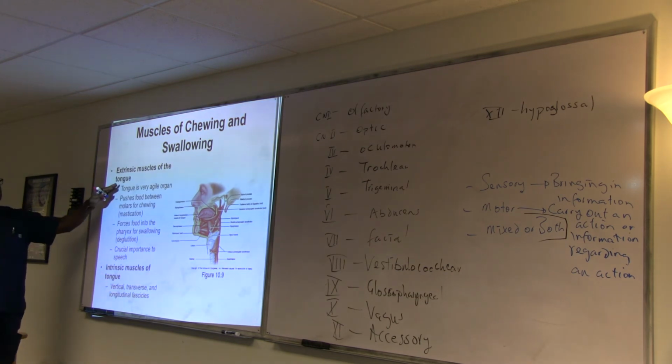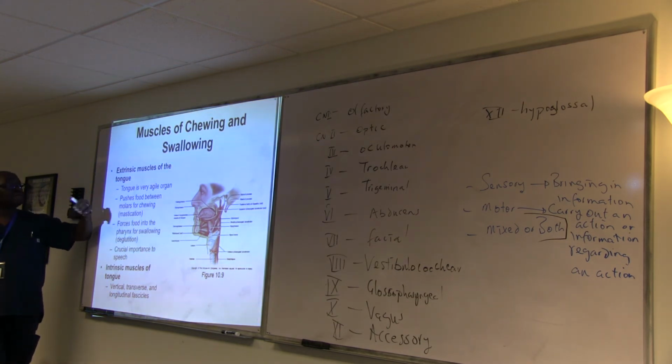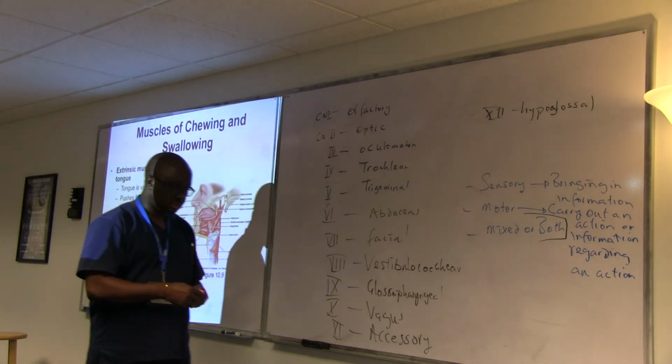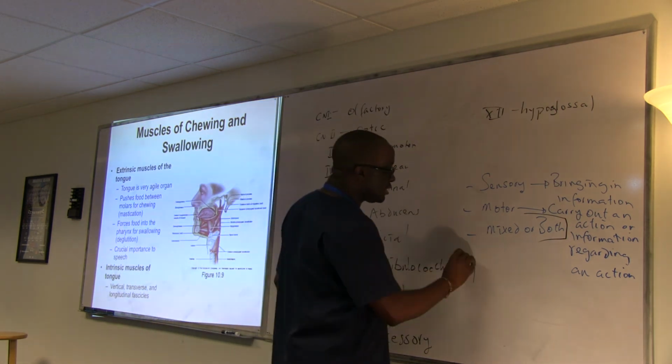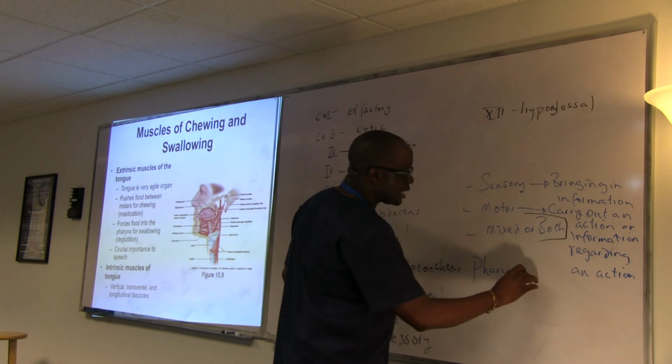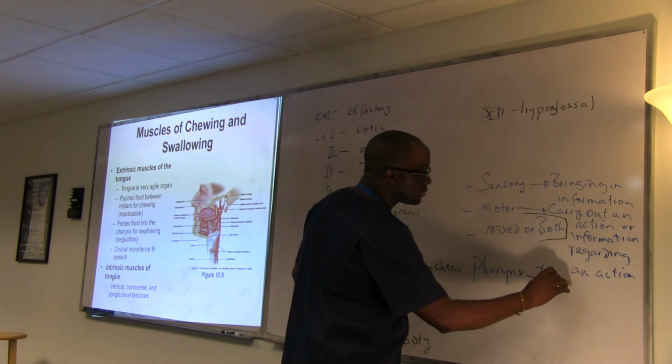All right. So now the muscles of the tongue or the chewing. The muscles of the tongue. All right. So they are very agile. They help to push food between the molars for chewing, as in mastication. They help to push the food to the pharynx. Another word for pharynx is throat. Pharynx is the same thing as throat. That's throat. Okay?